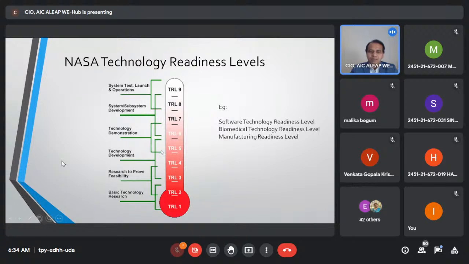Then from TRL 5 up to 7, you have technology demonstration. Then from 6 up to 8, mid of 9 almost, you have system and subsystem development. From mid of 7 to 8, and then up to 9, you have launch of the product. So let me discuss in detail TRL 1 to 9 further. The best example to give is the software technology readiness level.